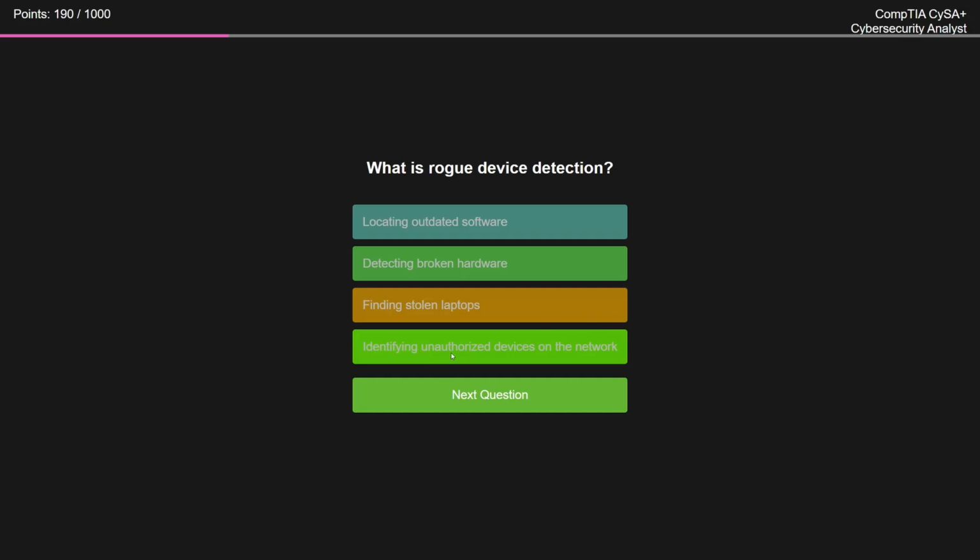So that's why we have to identify unauthorized devices on the network. And that's how it relates to rogue device detection. It doesn't relate to it, it is rogue device detection.